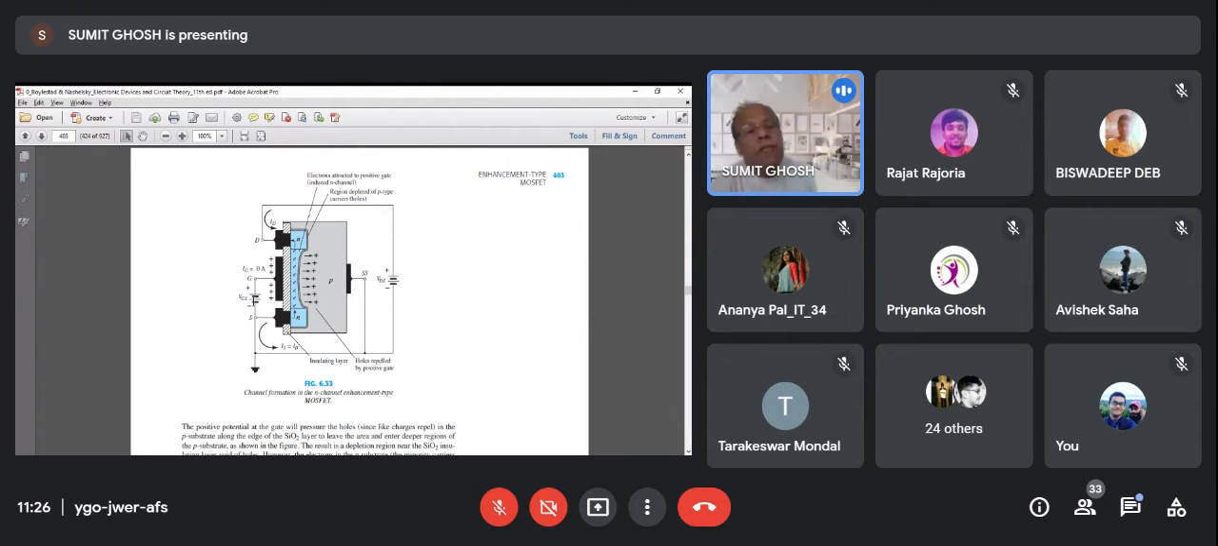So that value of VGS which allows a channel to be created is called the threshold voltage. And the current which flows once the threshold voltage is reached is called the drain current.